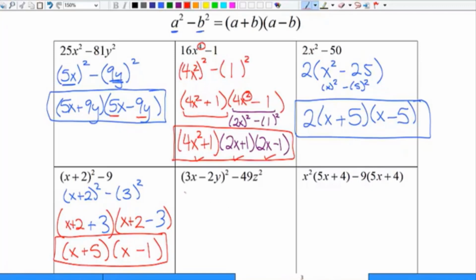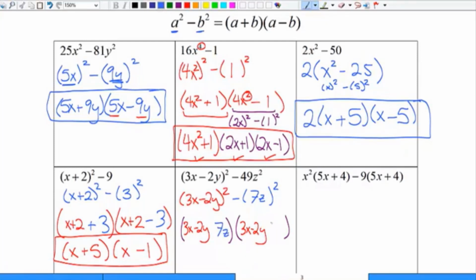The next problem is very similar. We have 3x minus 2y, which is already a quantity squared. On the second term, I have 49z squared. Well, I can rewrite that as 7z quantity squared, because 7z times itself, 7z, is 49z squared. In my answer, the red 3x minus 2y goes in both fronts. The 7z goes in both backs, and my signs are one of each, one positive, one negative.